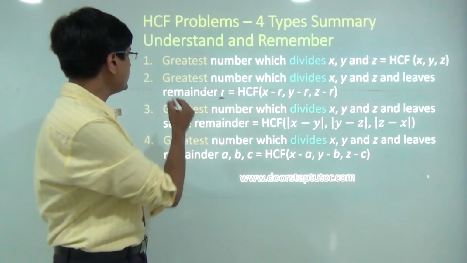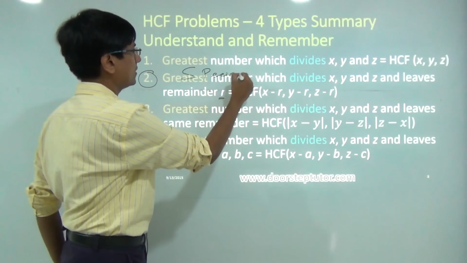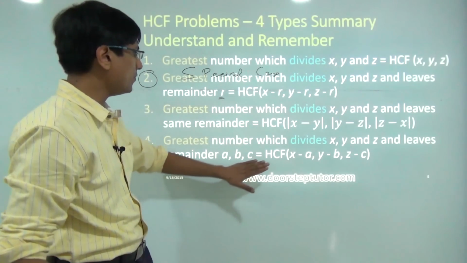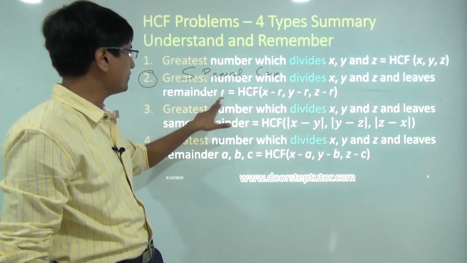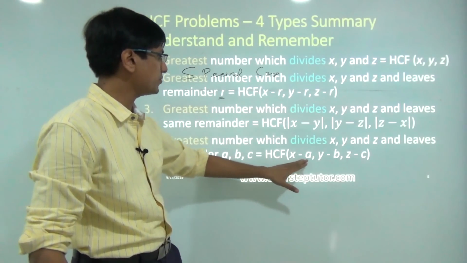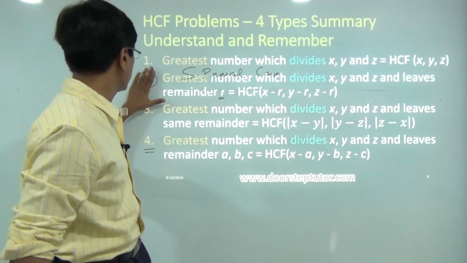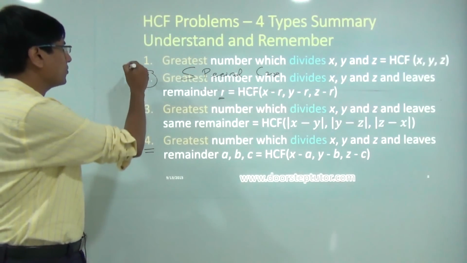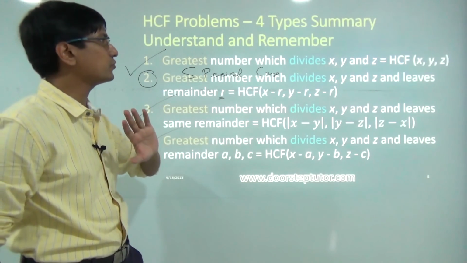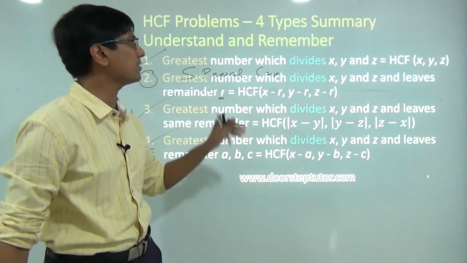One more thing I want to point out is that formula 2 is just a special case of formula 4. Instead of a, b and c, I have a single remainder r. So if I substitute a equal to r, b equal to r and c equal to r, I get this formula. So I don't really have to remember 2. I have to remember only 1, 3 and 4. As long as I remember these 3 formulas, I can solve all HCF problems involving remainders.